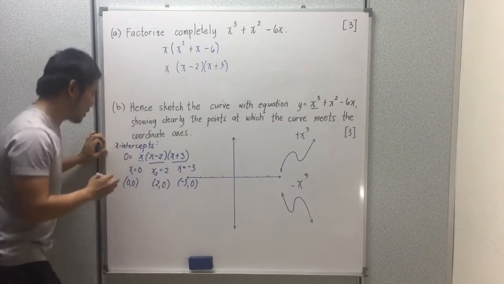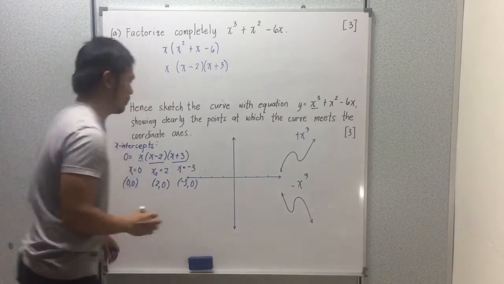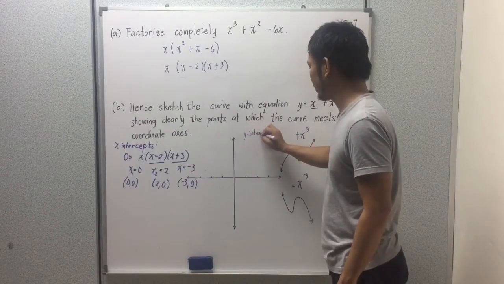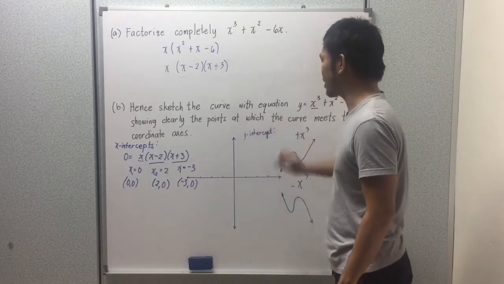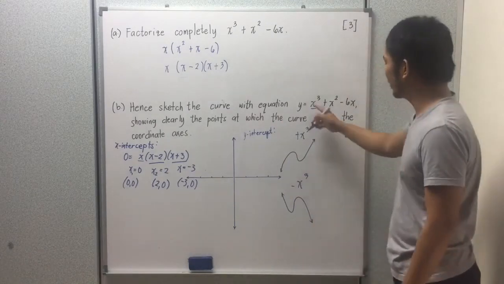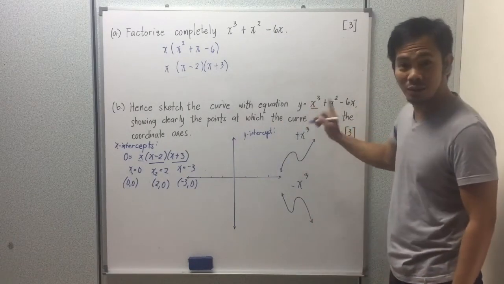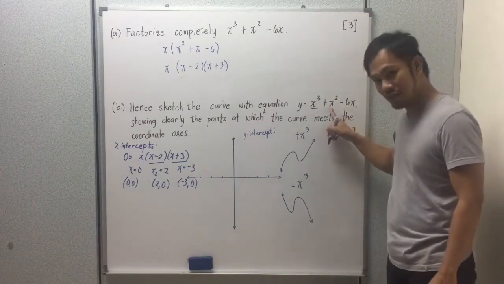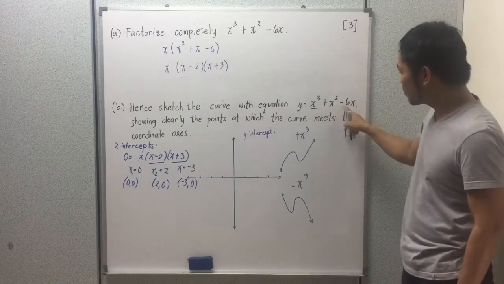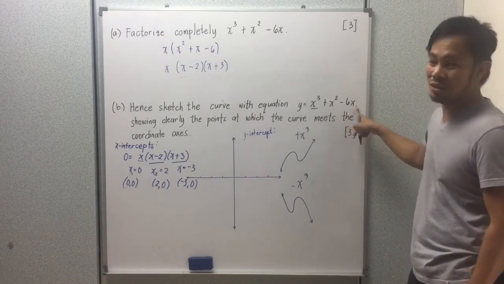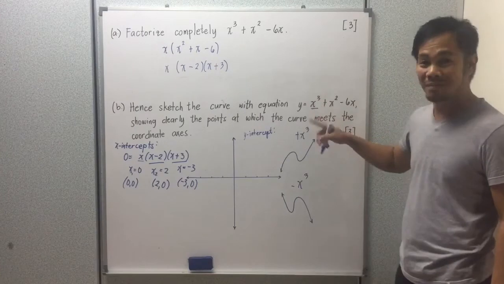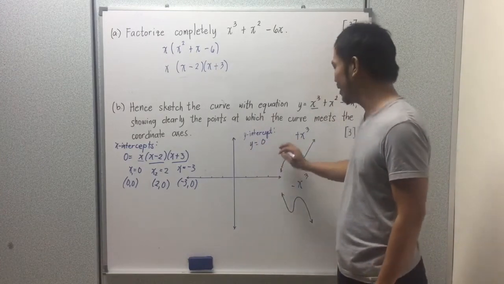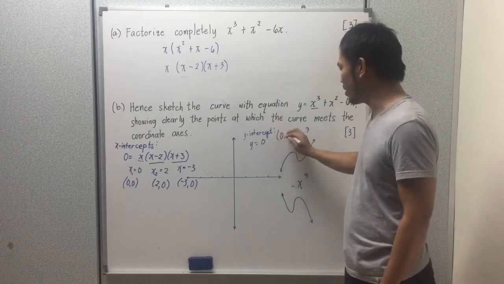Next is your y-intercept. Let's solve the y-intercept here. The y-intercept is when we make x equal to 0. So if I change this to 0, it will become 0. This to 0 will become 0. Negative 6 times 0 will still be 0. So 0 plus 0 plus 0 is 0. Therefore, y is equal to 0. Thus, the y-intercept now is (0, 0).